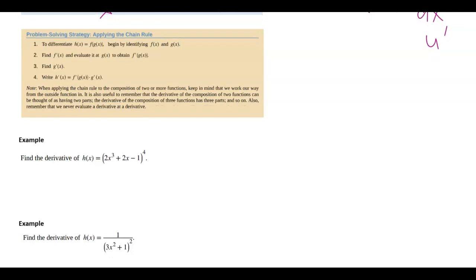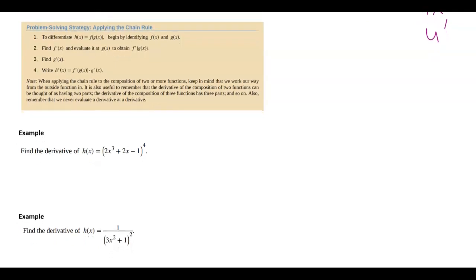All right, there's some strategies that we can use in order to do this. So let me go ahead and use that on this first one. So you want to identify what your outside and inside function are. So here, this is my inside function, and this is my outside function. And personally, I then like to say, okay, if this is u to the fourth, then its derivative would be 4u cubed.